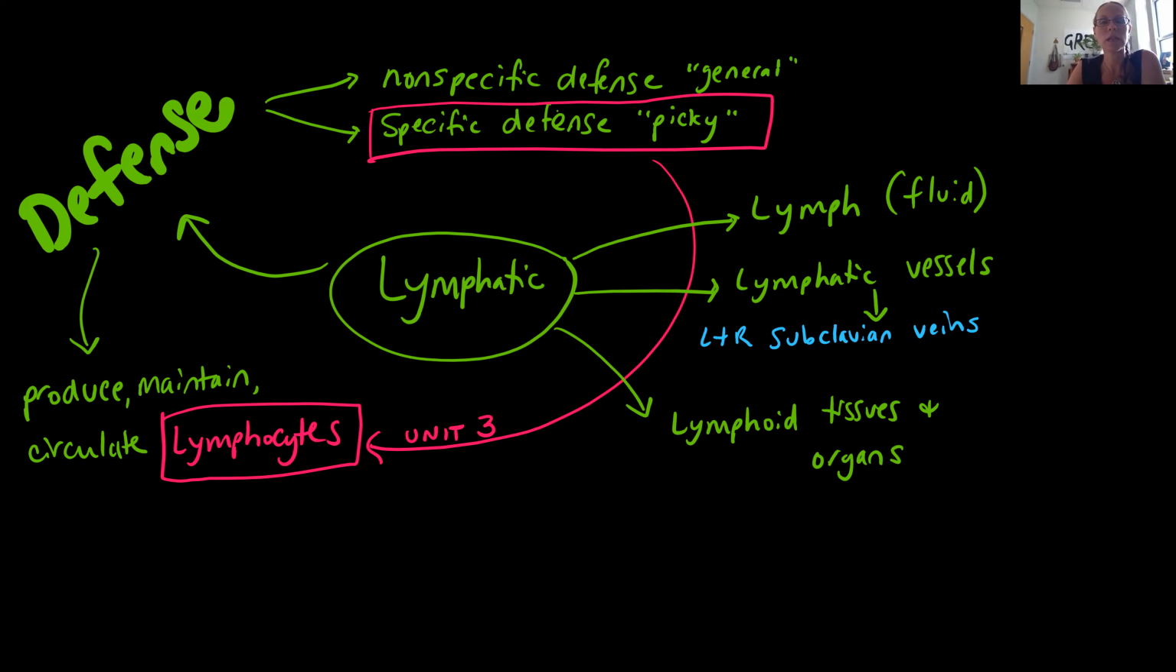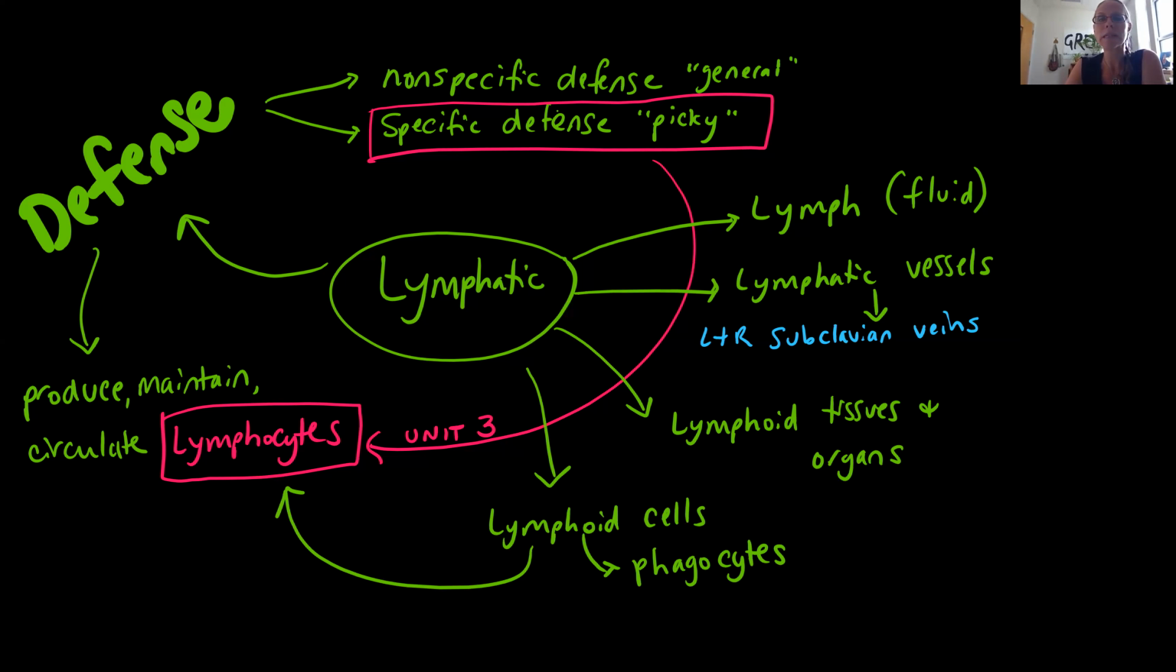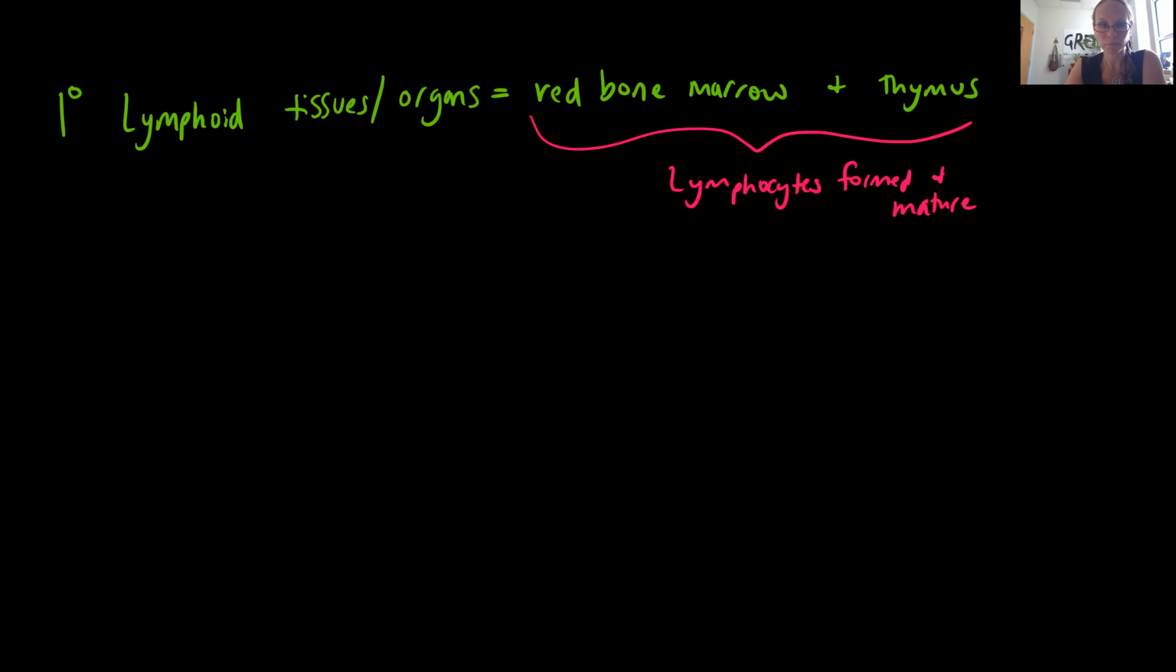We will also see a group of lymphoid tissues and organs, which we're going to talk about in this video. And then in addition to those fancy lymphocytes involved in our picky specific defenses, we also have what we can call lymphoid cells, and these are primarily phagocytes. I mean, the big one is going to be the macrophage. We've already talked about it before many times, and we'll see it again involved in our lymphatic system.